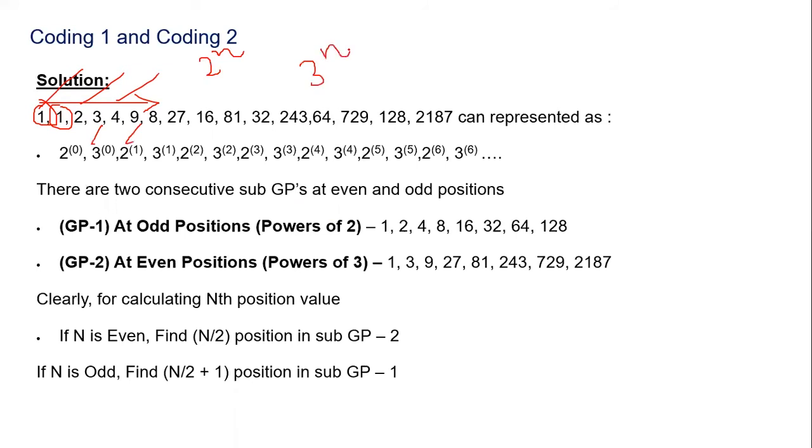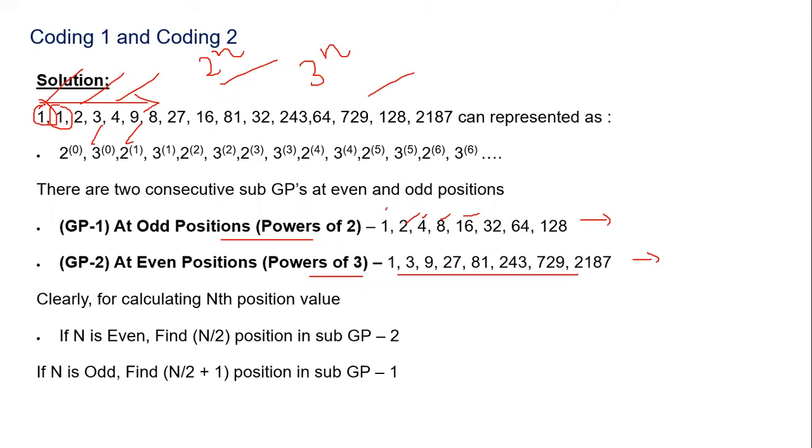So this is the power of 3 to the power n, right? This is what we have to do. Now at odd positions, we have 1, 2, 4, 8, 16. So basically power of 2 is at odd positions and power of 3 is at even positions. Okay. So now let's talk about the fifth term.